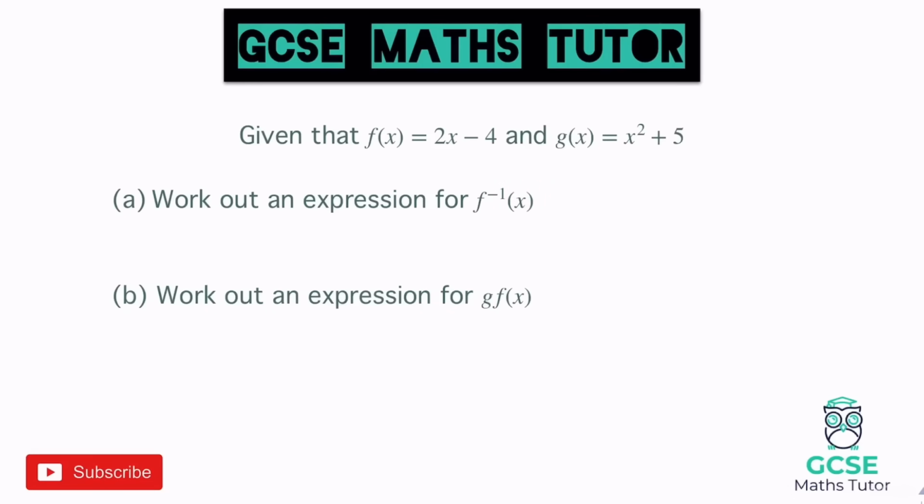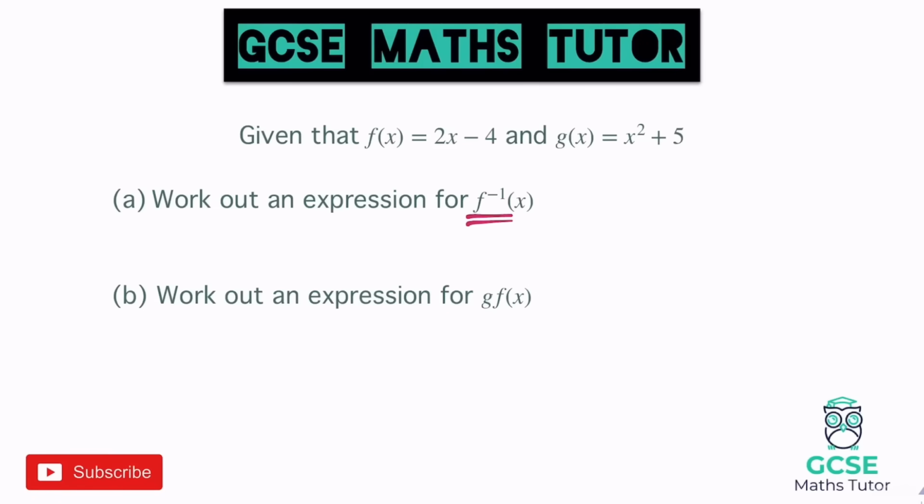Okay, so we've got a functions question. So we've got f of x is 2x minus 4 and g of x is x squared plus 5. Now the first one we're going to have a look at is this here, so working out an inverse function. So an inverse function just means basically doing it in reverse. So the function of f is 2x minus 4. It times a number by 2 and then takes away 4.